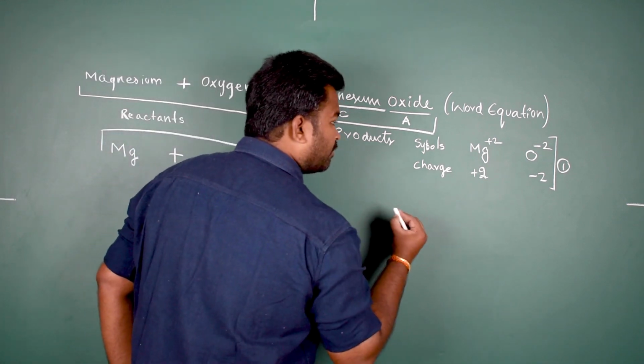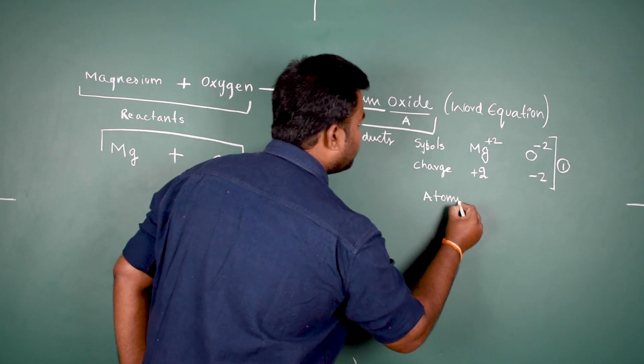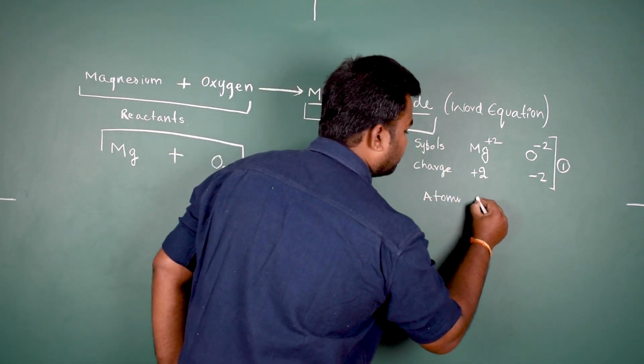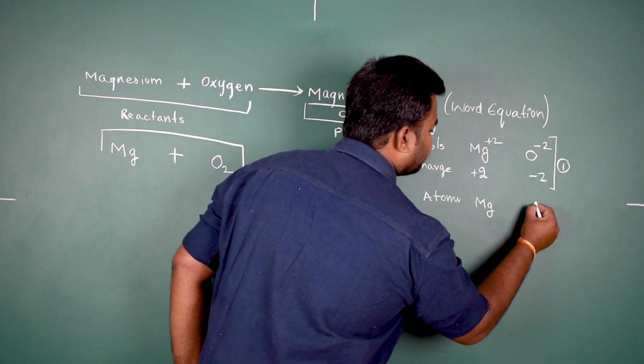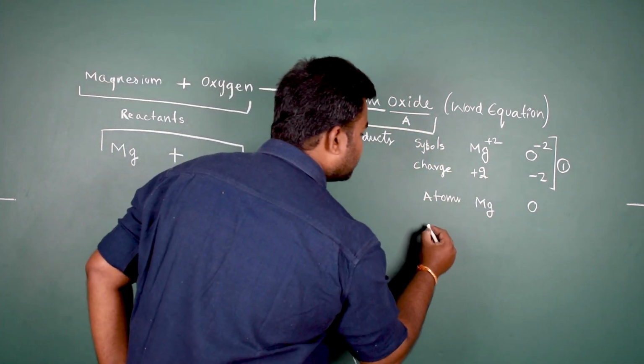And the second step would be what are the atoms present in the given ions. So here there is an Mg atom, here there is an oxygen atom. And what is the valency of these atoms?